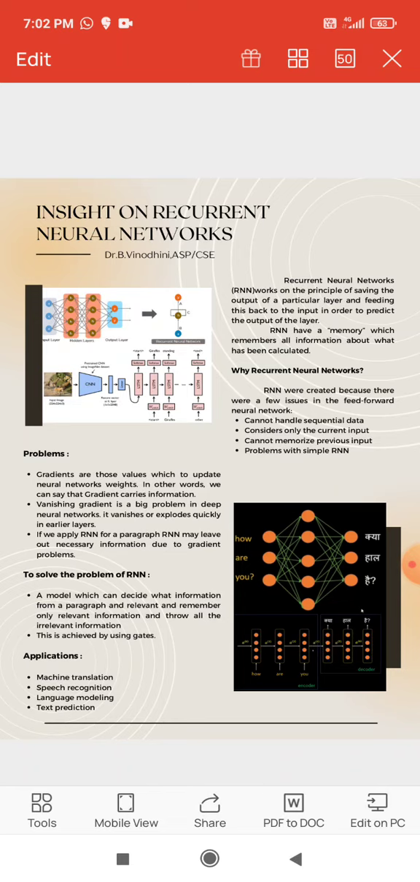In the recurrent neural network we feed the input from each layer. The first layer output is saved in the memory, and the current layer input is also given in to predict the next layer. That is the main importance of the recurrent neural network. That's why it handles sequence data and time series data very efficiently.